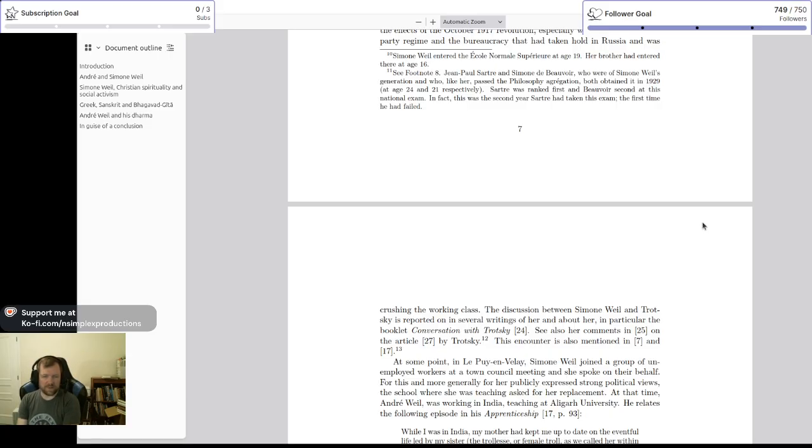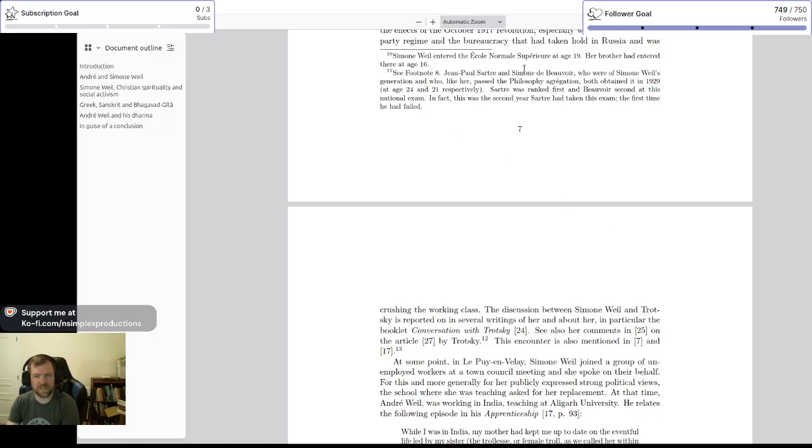At some point in Le Puy-en-Velay, Simone Weil joined a group of unemployed workers at a town council meeting and spoke on their behalf. For this, and more generally for her publicly expressed strong political views, the school where she was teaching asked for her replacement. At that time, André Weil, who was working in India teaching at Aligarh University, relates the following episode in Apprenticeship.